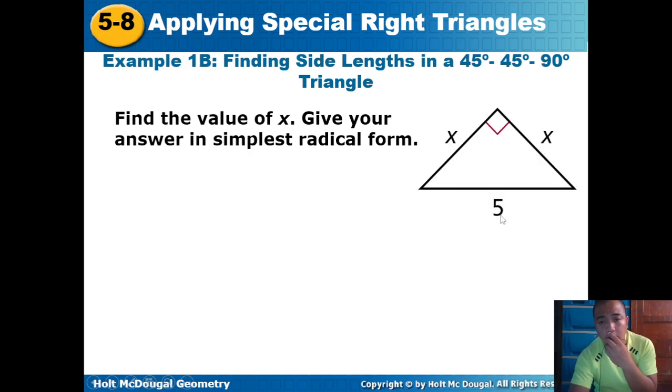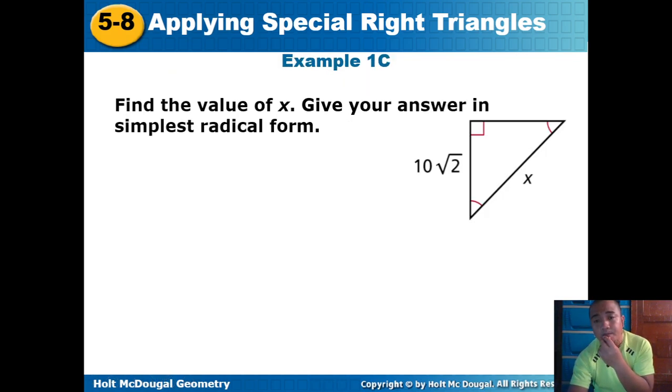So, yung gagawin natin dito, to solve for x, just divide natin yung 5 by square root of 2. Then, rationalize. 5 square root of 2 over 2 is the answer.